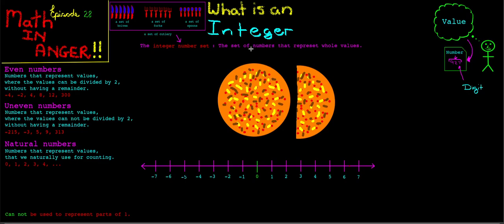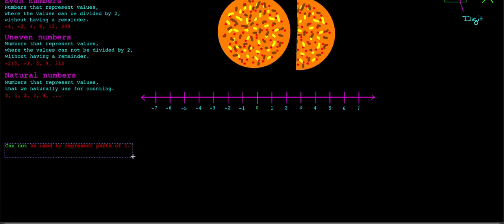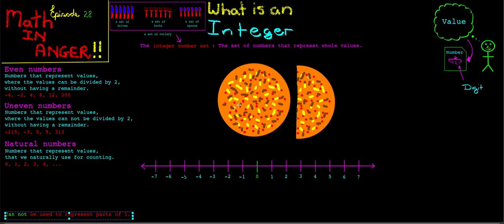It is more important to understand what you cannot do with integers than it is to understand what you can do, because what you can do is a very natural thing. What you cannot do is to represent parts of one. You cannot use integers to represent parts of one.